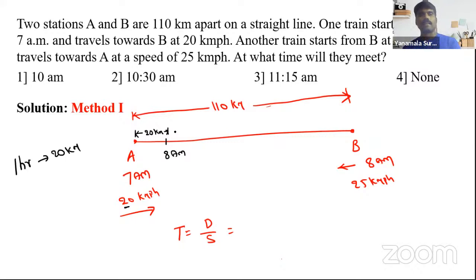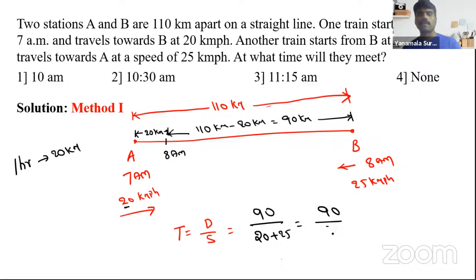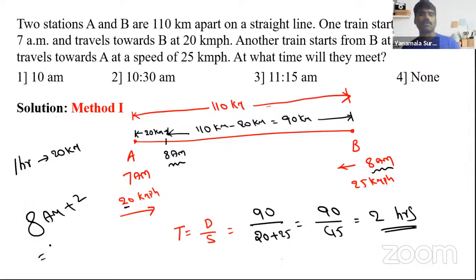Clear. Now distance will reduce, right? From 110 kilometers it will reduce by 20 kilometers. Subtraction, so 90 kilometers. Now I can apply the relative motion of objects concept. So distance is 90, speed is 20 plus 25, which gives 90 divided by 45, that is nothing but 2 hours. So with reference to 8 a.m., after 2 hours, the two trains meet each other. So 8 a.m. plus 2 equals 10 a.m.